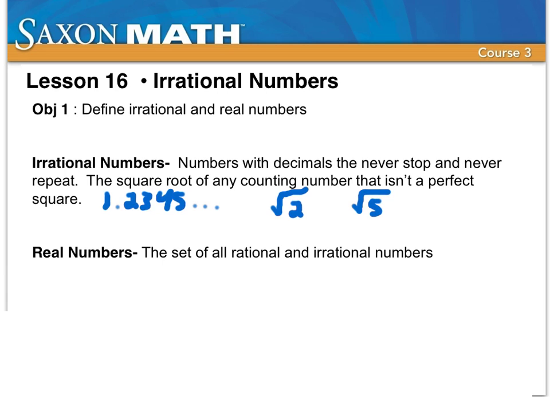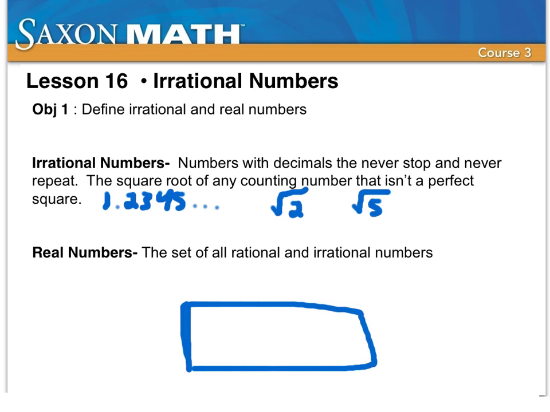Okay? Real numbers are the set of all rational and irrational numbers. So if I could draw a box and say inside that box are real numbers, that box would have to include rational and irrational numbers. So real numbers are all rational numbers and irrational numbers, all the kinds of numbers we've talked about so far.